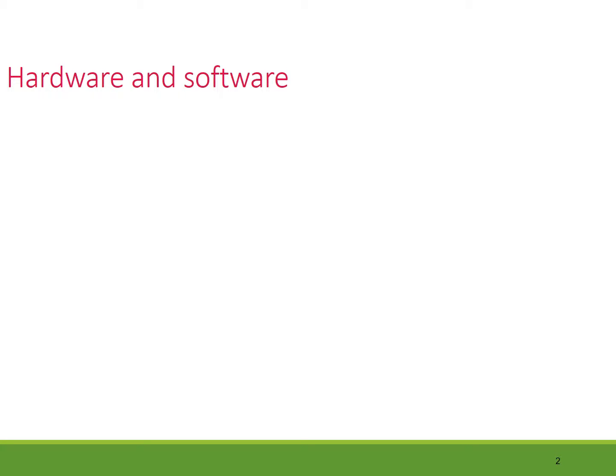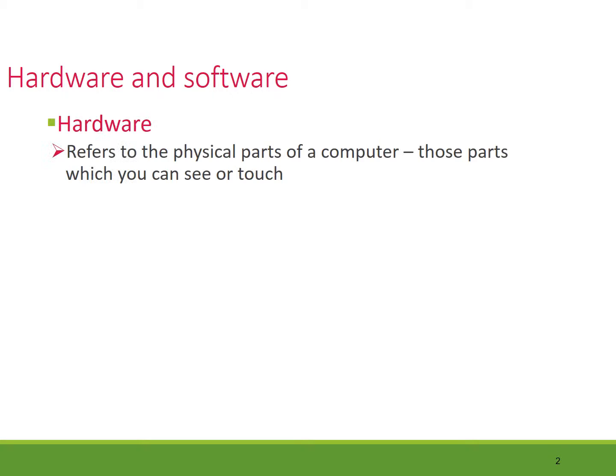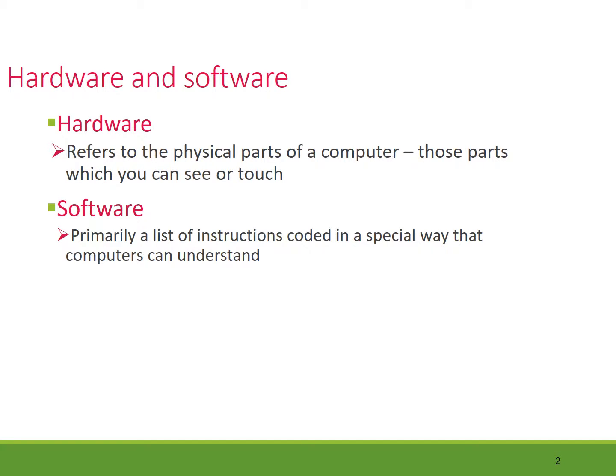We're going to break down the IT theory into two main areas. We're going to look at hardware and software. So hardware refers to the physical parts of a computer, those parts which you can see or you can touch, the physical things like the keyboard and the mouse and the box unit and the screen, etc. The software is primarily a list of instructions coded in a special way that computers can understand. So it's the set of instructions that actually run all the hardware, and that's what software is, and we'll have a look at that in more detail.